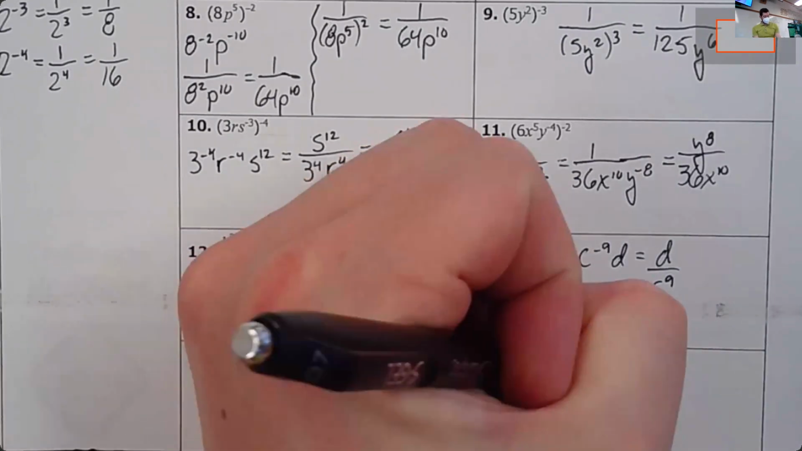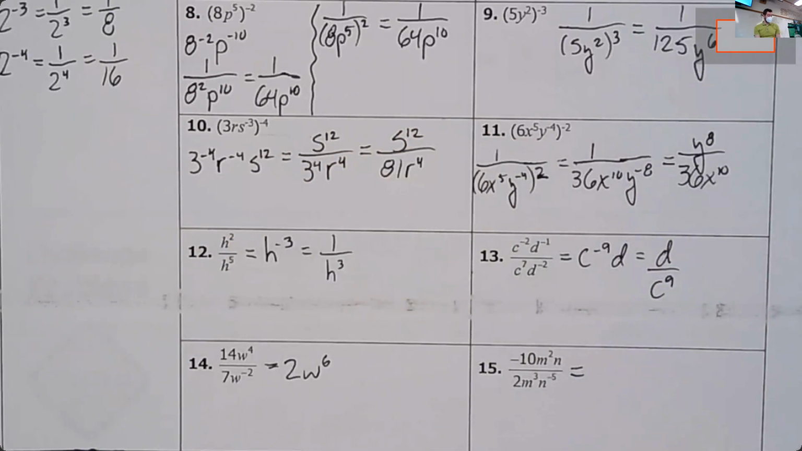Number 15, does anybody have an answer they'd like to share on that one? Or at least the first step? Anybody have something after the first step that they'd like to share on this one here? How about the number? What's the coefficient going to be? Negative 10 divided by 2 is what? Negative 5.